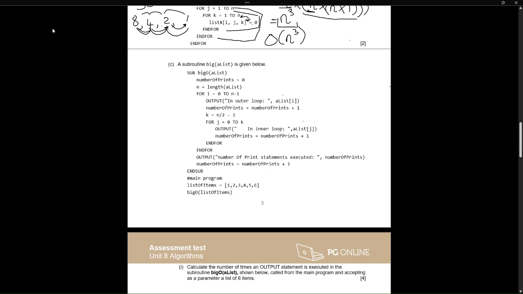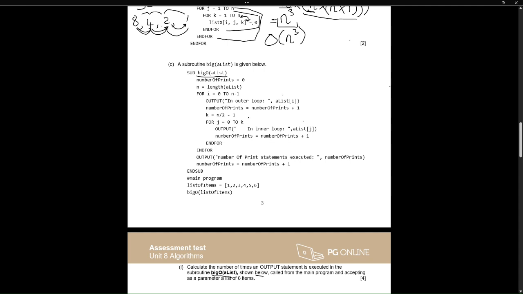Next question is calculate the number of times an output statement is executed in the subroutine BigOAList. They said shown below, but I think they mean shown above. Yeah, fantastic. So let's figure out, in general, how many output statements there are going to be.